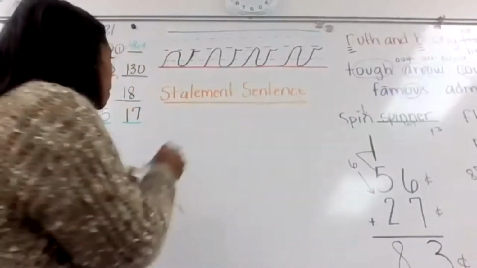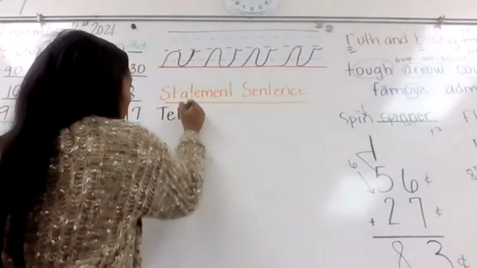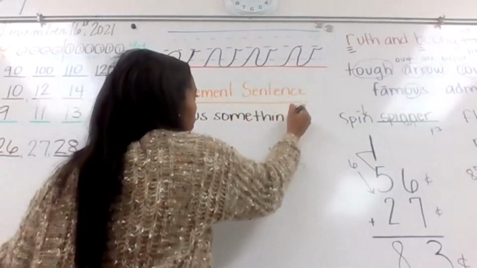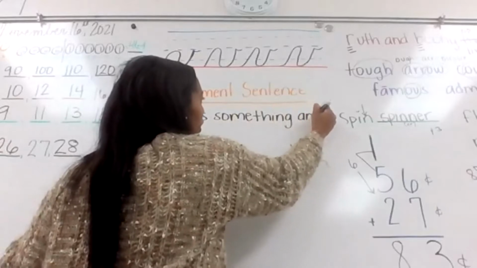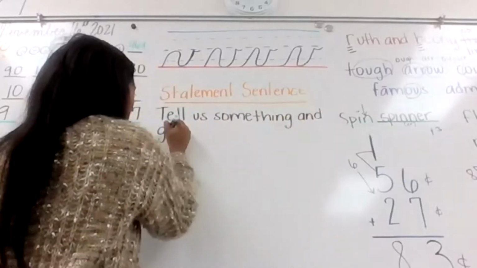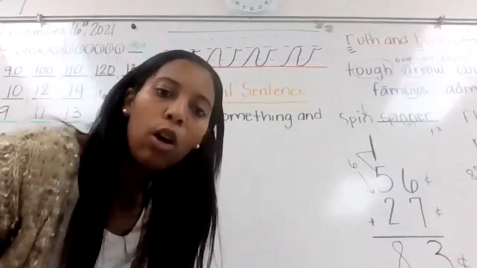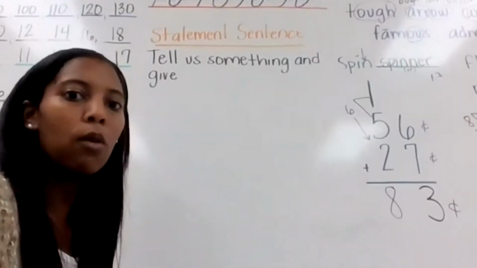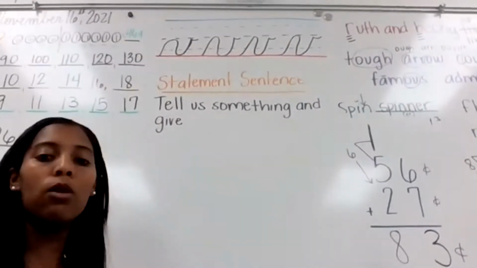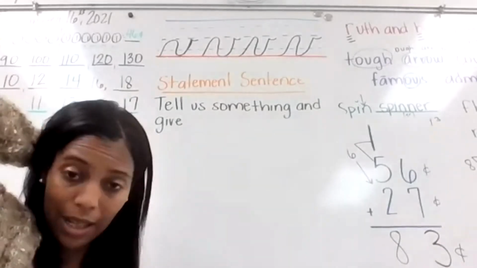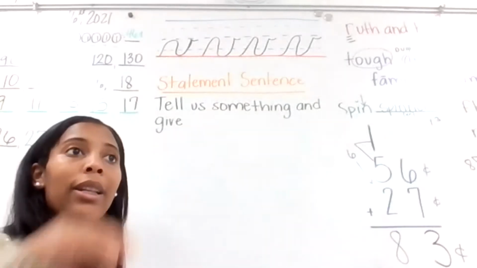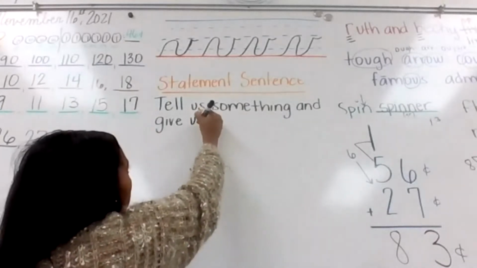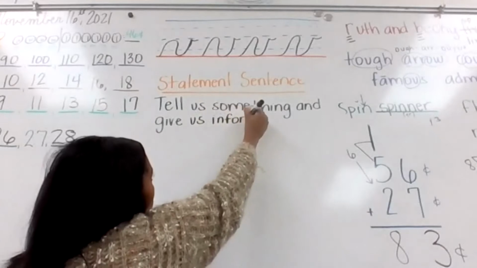So let me write that down. A statement sentence will tell us something. Statement sentences tell us something and they give us information. All of the sentences, like I said, we've been practicing so far have been statement sentences. We've just been learning what to capitalize in sentences, but we've never learned any other type of sentence but statement sentences. They tell us something and give us information, okay?